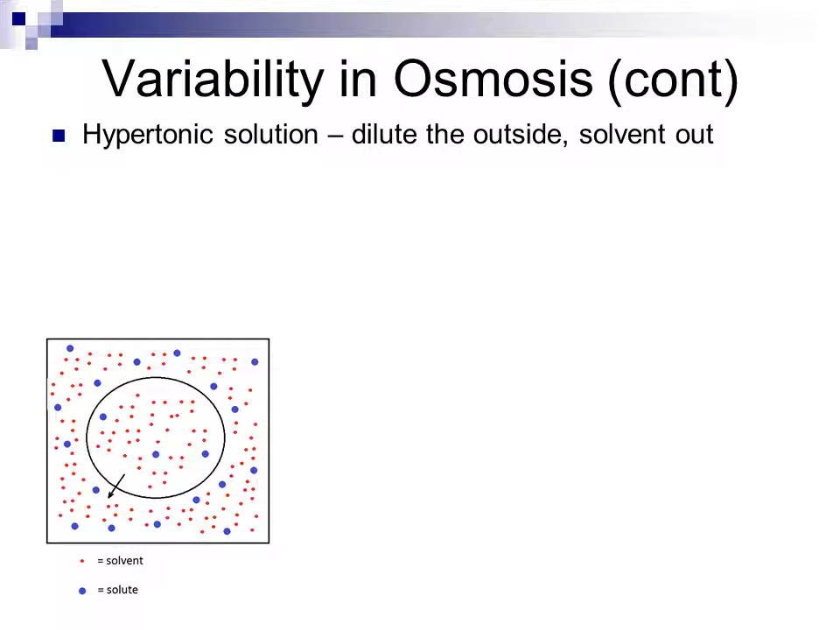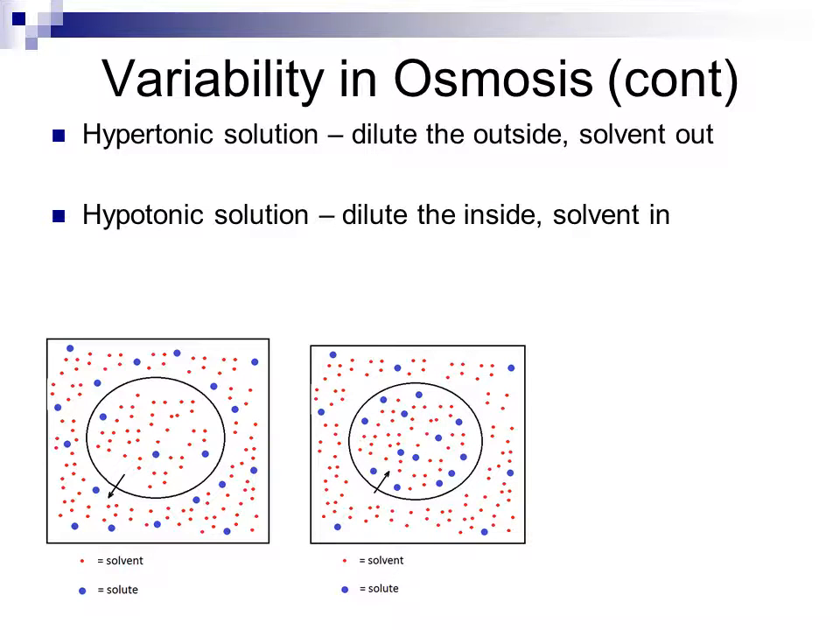So as a visual example of a hypertonic solution, we see that there are many more blue particles outside of the membrane than there are inside. This means that the overall concentration outside is higher than inside, and the movement of osmosis will attempt to dilute the outside of the membrane. This causes solvent to move out of the membrane and decreases the osmotic pressure inside the membrane, causing the membrane to shrink.